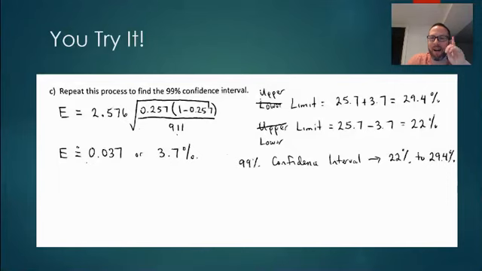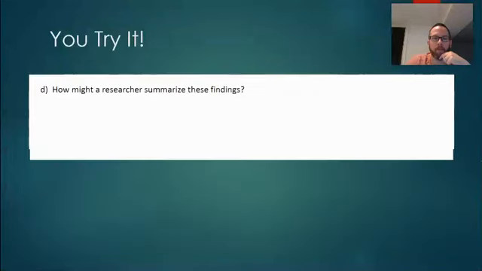So if we want to be 99% confident that this 25.7 is accurate, we have to now add 3.7 and subtract 3.7. So you get that we can be 99% confident the fish population, the lake trout population, is between 22% of the lake and 29.4% of the lake.